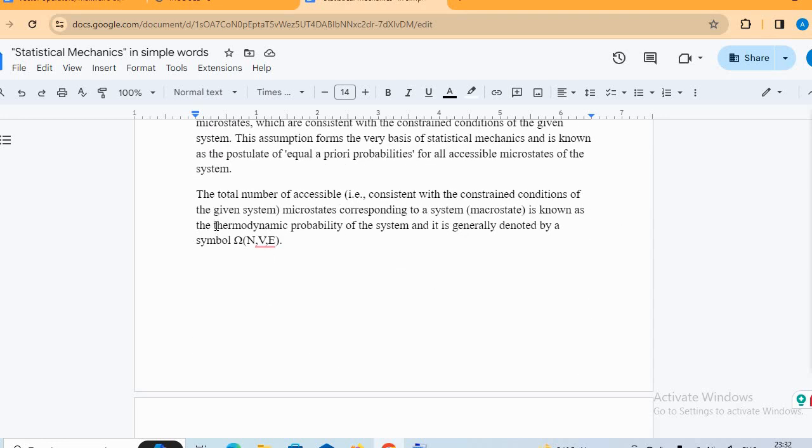Now there is a term which is known as thermodynamical property. This basically explains the arrangement of the microstates to form the proper macrostates of the system. This is known as a thermodynamical property. So the capital sigma explains the total number of accessible microstates corresponding to a system. Assuming this is the macrostate, it is known as the thermodynamic probability of a system, and it is generally denoted by the symbol capital Omega.